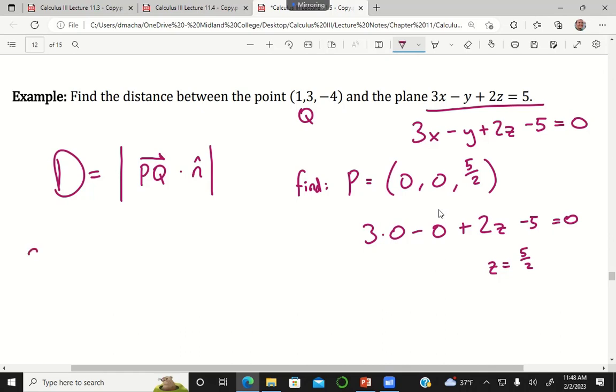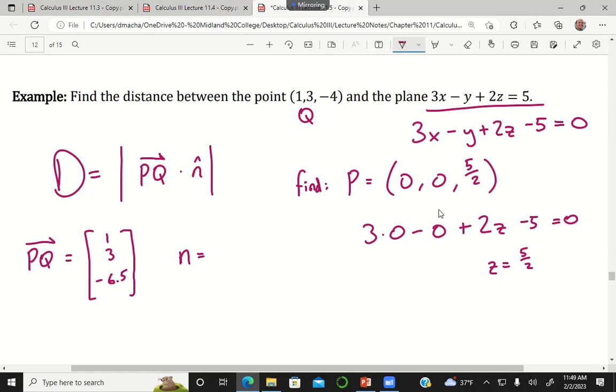So now for my vector PQ, just any old vector with its tail in the plane and the tip of the vector at the point Q, that vector is going to be (1, 3, -4 minus 5 halves). So that would be like minus 6.5, I think. Okay.